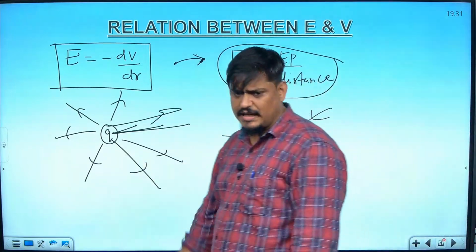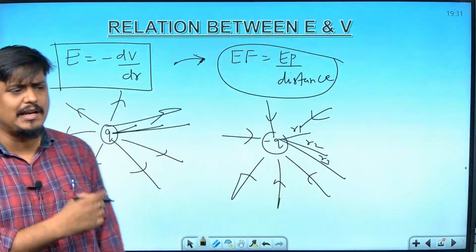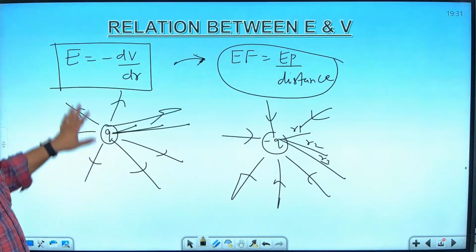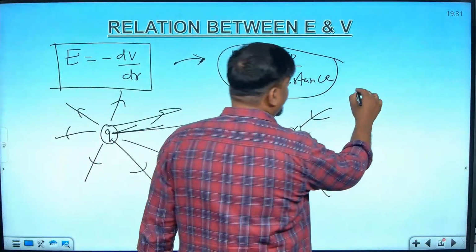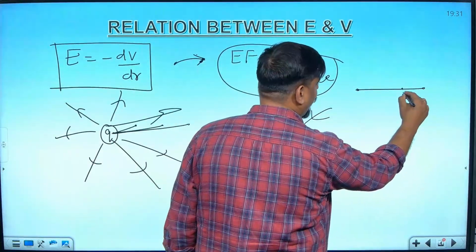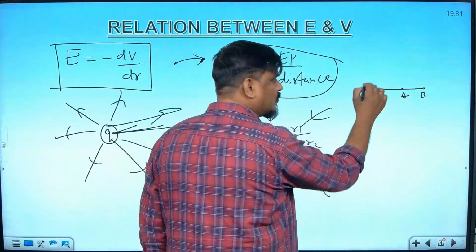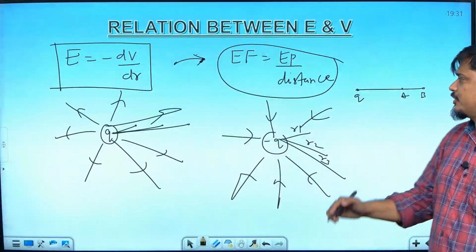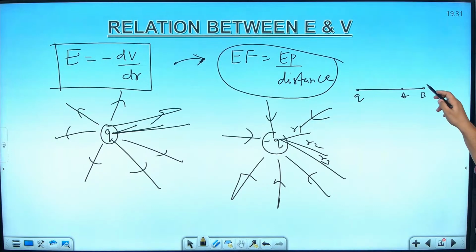The derivation of this is also there. I have taught it in class; I will recall it for you. It's very similar to the earlier one. We take two points, A and B, for an existing charge Q, and find the potential at B. Suppose the potential at B is V, then the potential at A will be V plus dV. Do you agree with me?